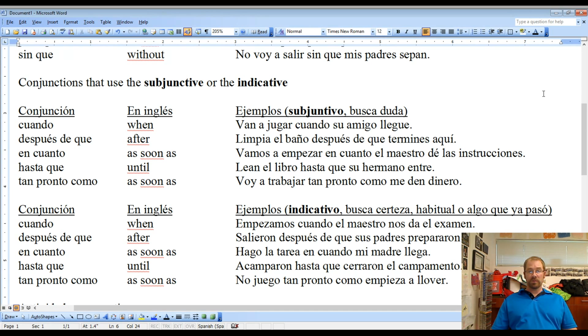The next one is an ustedes command with leer. So we have lean el libro hasta que su hermano entre. Read the book until your brother enters. Maybe he won't enter. Maybe he'll change his mind and not come in at all. We don't know. Doubt, subjunctive.